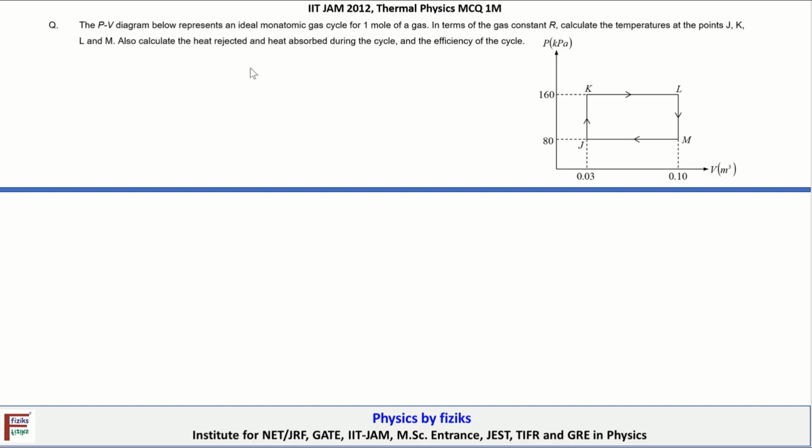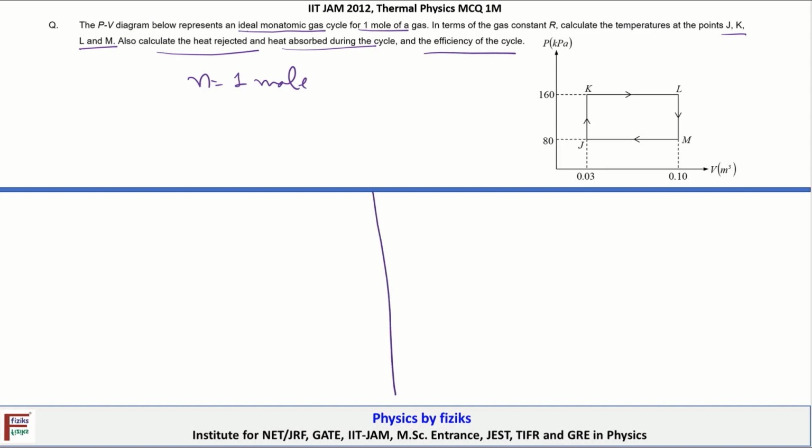The statement is, the PV diagram below represents an ideal monatomic gas cycle. So it's a monatomic ideal gas, for 1 mole of gas. So n is given to be 1 mole. In terms of gas constant R, calculate the temperature at points J, K, L, M. So at these 4 points we have to calculate the corresponding temperature. Also calculate the heat rejected and heat absorbed during the cycle, and the efficiency of the cycle. So let's continue with the first part.